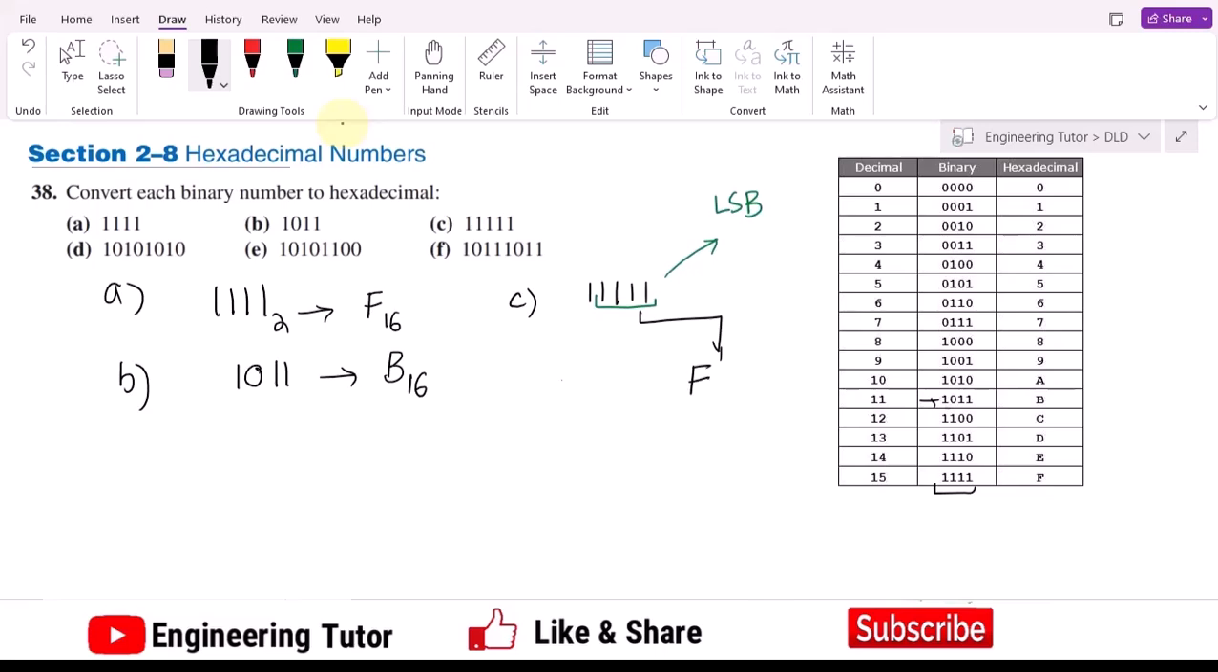But what about this one? This is 1, so we don't have anything else here. Therefore we ourselves have to put zeros here. After putting them, it becomes a 4-bit number, 0001, which is equal to 1. So that would be 1F in the hexadecimal number. That is the answer of part C.